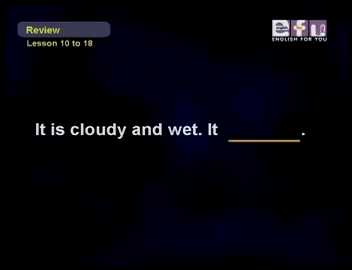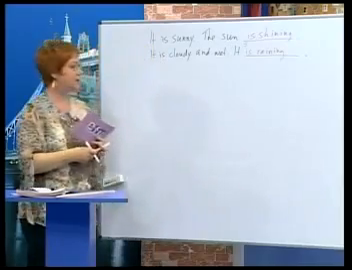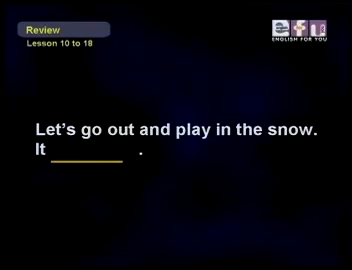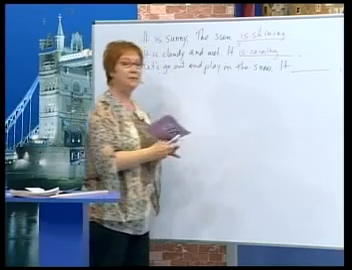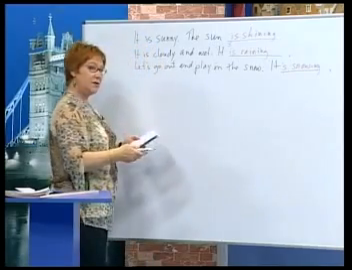Okay, here's another one. It is cloudy and wet. Okay, Susan? It is raining. Okay, it is raining. All right, it's cloudy and wet. It's raining. Now, here comes another one. Let's go out and play in the snow. Ollie? It is snowing. Yes, you can also say it's snowing. All right. Okay. Do you like snow, Ollie? Yes, I do. Great. Okay.